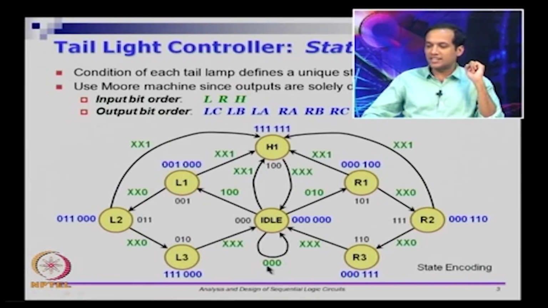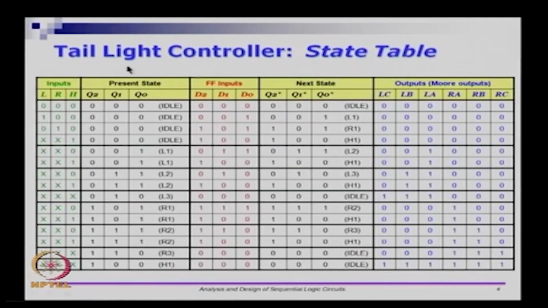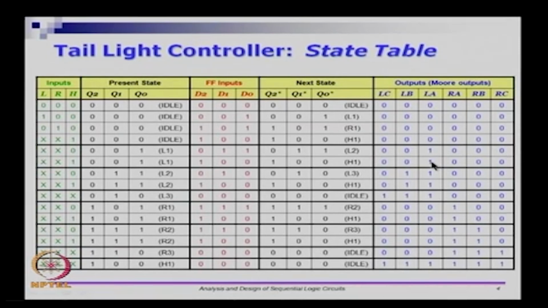So the idle state I am going to denote as 0 0 0. That is some Q2, Q1, Q0. If it is all zeros, it means we are in the idle state. Then we have given different names to different things. So 0 0 1 here, 0 1 1 here, 0 1 0 here, 1 0 1 here, 1 1 0 here and 1 1 1 here, and for H1 we have reserved 1 0 0. For whatever reason we have done this, and this big table is the state register, the state table.